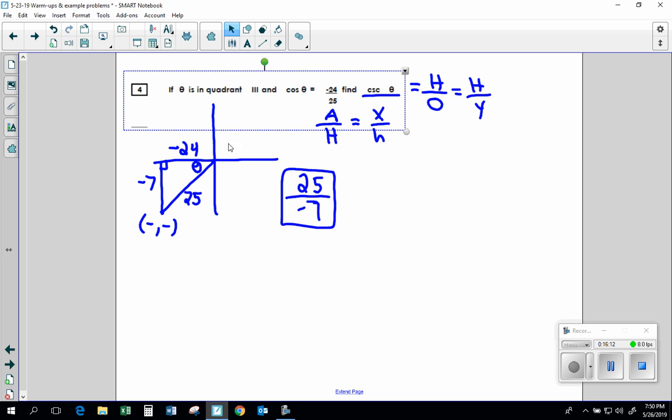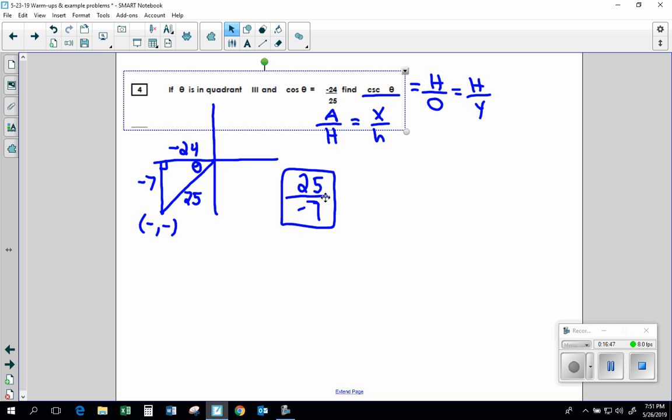It says, what's the cosecant of theta? Cosecant is the reciprocal of sine, which then, remember, sine is opposite over hypotenuse, so the reciprocal of that is hypotenuse over opposite. And remember, the opposite is always the y coordinate, so if you want to think hypotenuse over y coordinate, either one. The opposite is in reference to the theta here. That's the opposite side, which then obviously is the y coordinate. So hypotenuse 25 over the opposite, negative 7, and you're done.